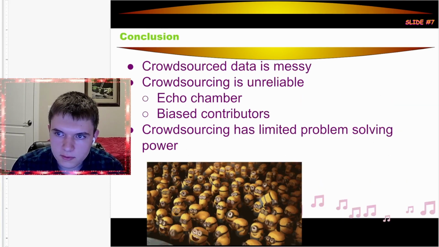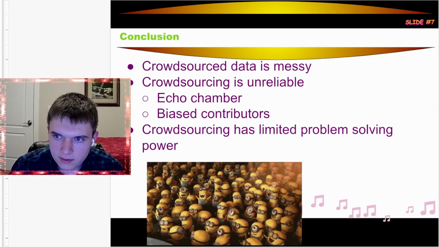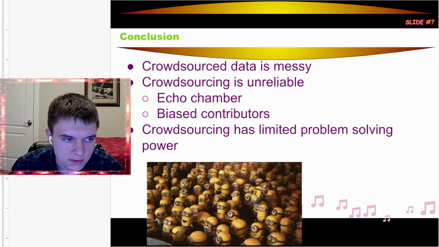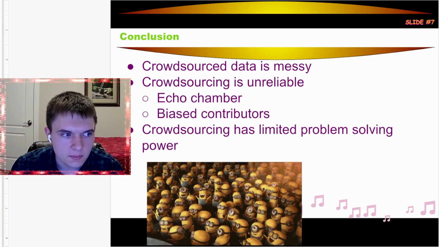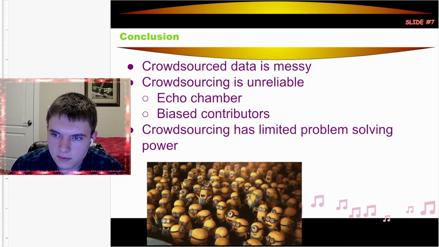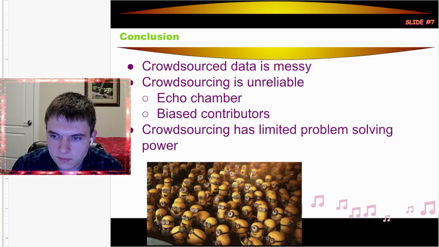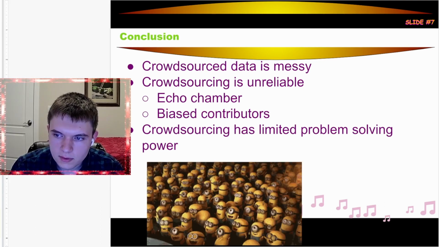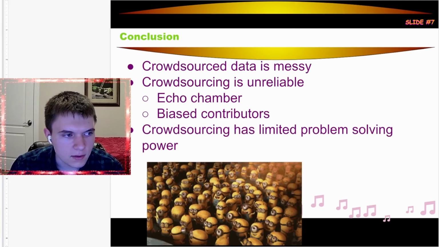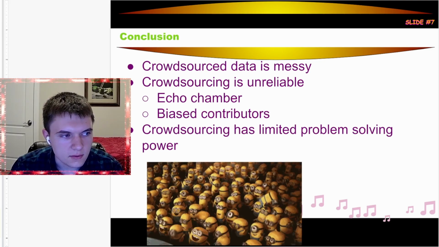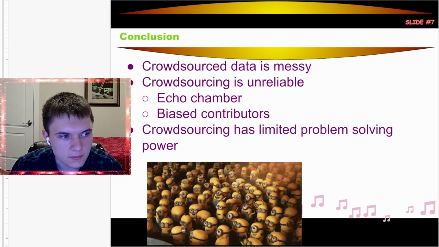So in conclusion, crowdsourced data is messy, it's unreliable, you've got the echo chamber effect, you've got biased contributors you have to deal with, and so it's pretty limited in its problem solving power. So yeah, it's not hard to make an argument in opposition of crowdsourcing's problem-solving power.